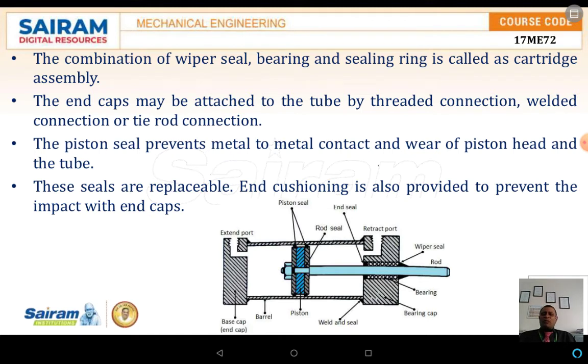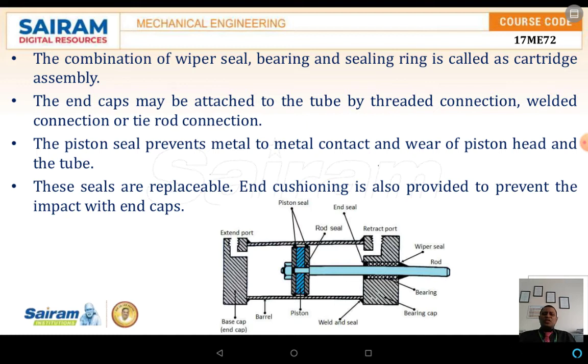Now here the movement of the piston is taking place from the left to right with respect to the sketch. If the piston has to travel from the left to right, the air or the pneumatic fluid which is under high pressure should be applied through the extended port, and then the piston will start moving from the piston end to the rod end.